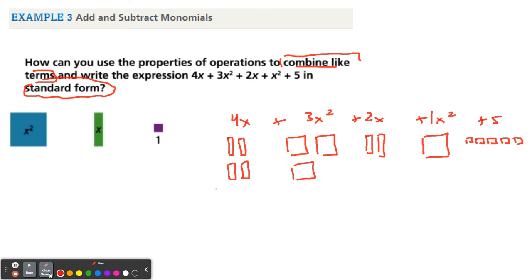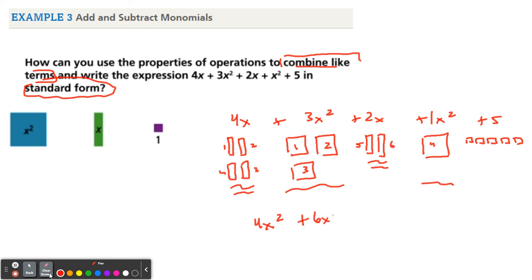So first, I would look at the boxes, the 3x squareds and the 1x squared. That's 1, 2, 3, 4, right? 4 x squareds. Then I'll look at the x's, the next highest degree. 1, 2, 3, 4, 5, 6. 4 plus 2 is 6.